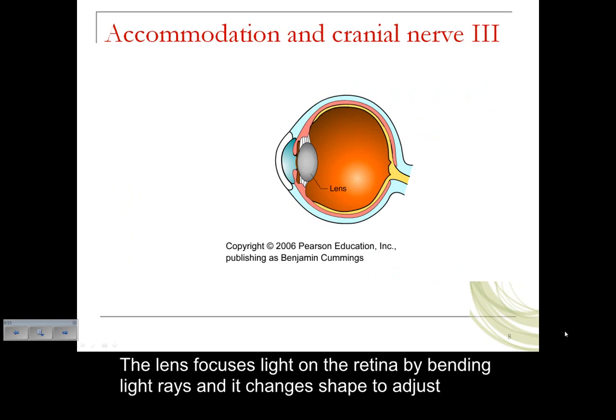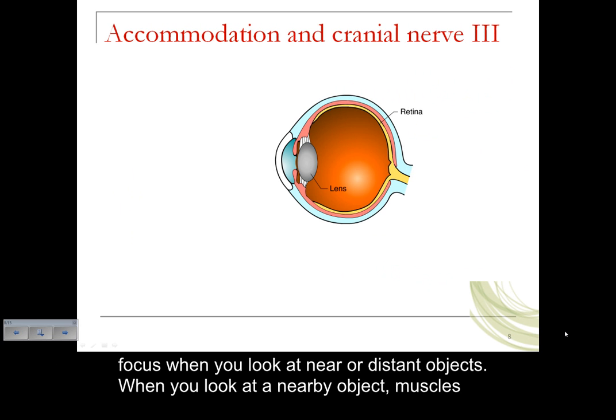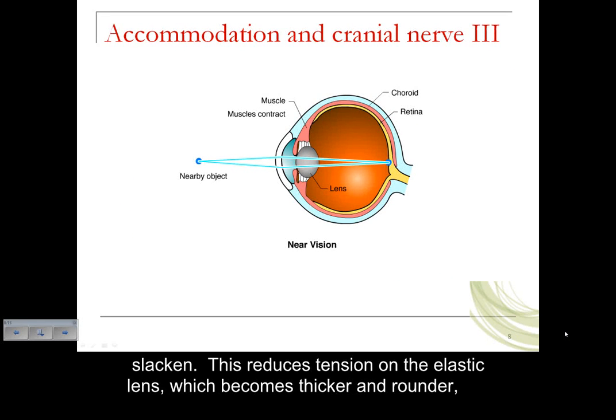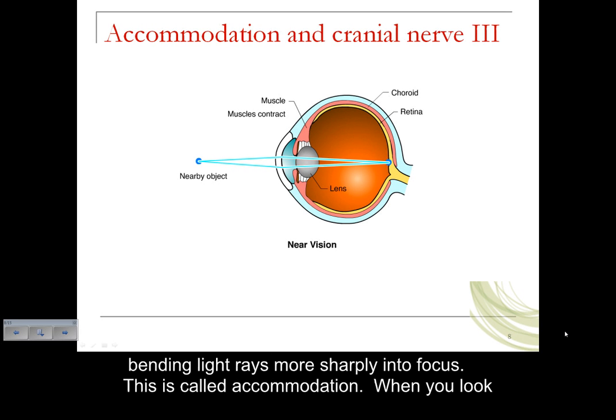The lens focuses light on the retina by bending light rays, and it changes shape to adjust focus when you look at near or distant objects. When you look at a nearby object, muscles attached to the choroid contract, allowing ligaments attached to the lens to slacken. This reduces tension on the elastic lens, which becomes thicker and rounder, bending light rays more sharply into focus. This is called accommodation.